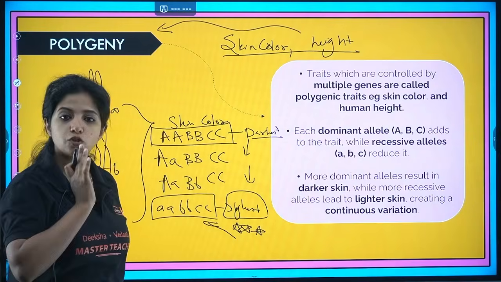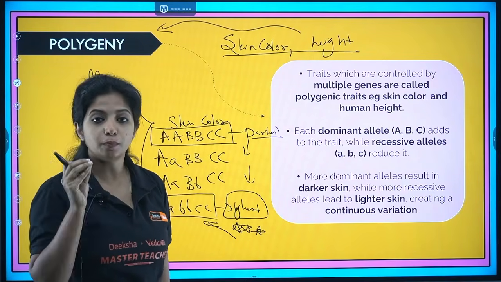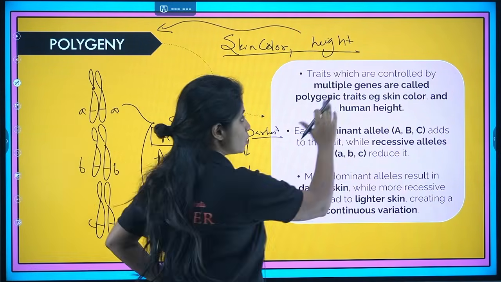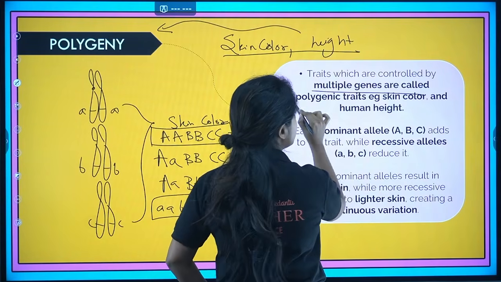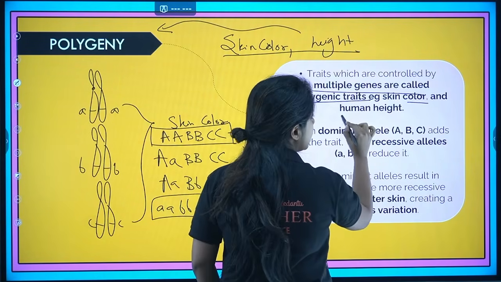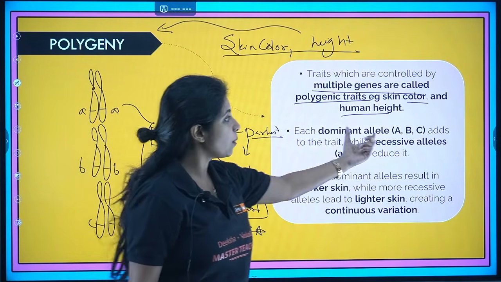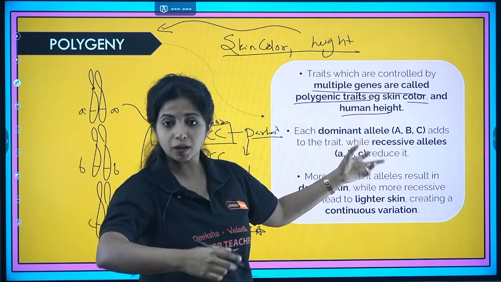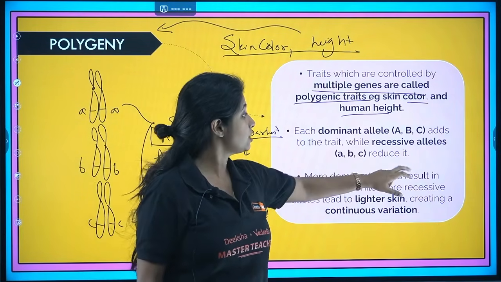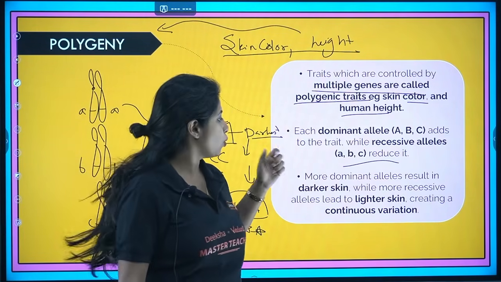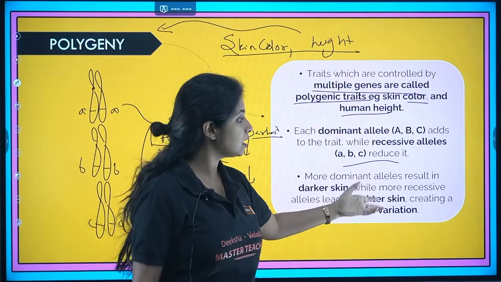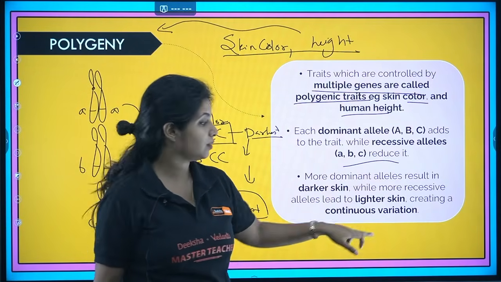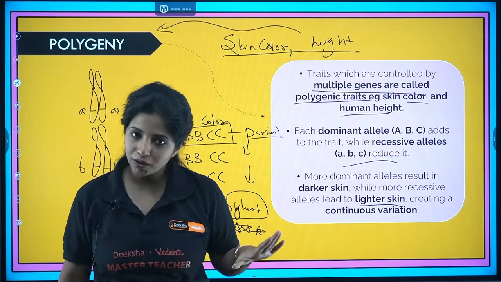Your height is also like that. Both of them come under polygenic inheritance. So traits which are controlled by multiple genes are called polygenic traits. Examples are skin color and also human height. Each dominant allele adds to the trait, that means it can increase the color, while a recessive allele reduces it. So more dominant alleles result in darker skin, while more recessive alleles result in lighter skin. That's all.